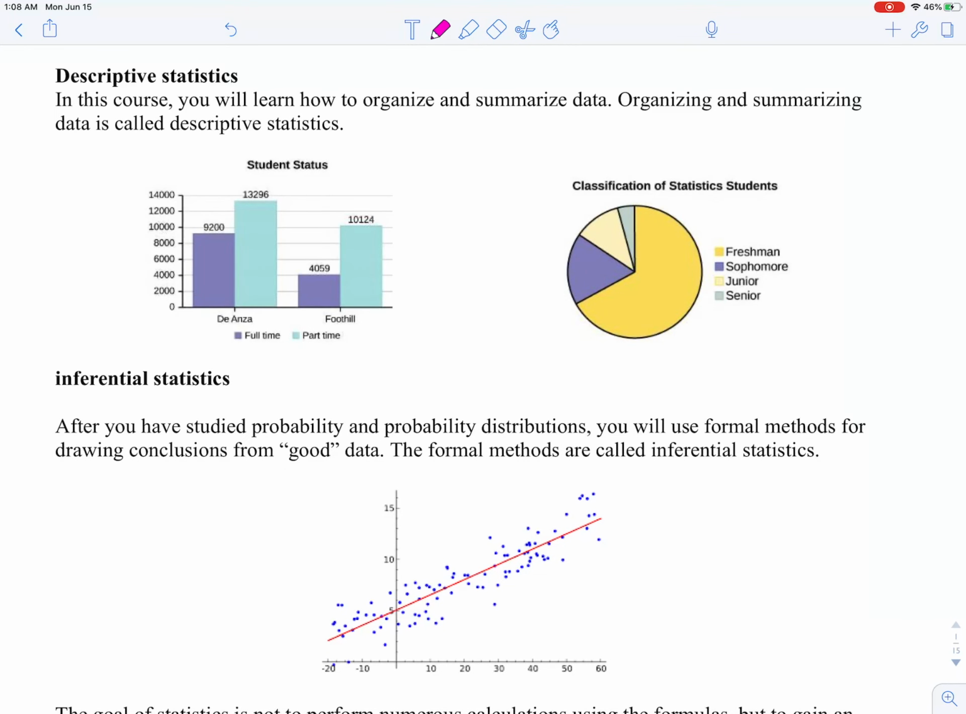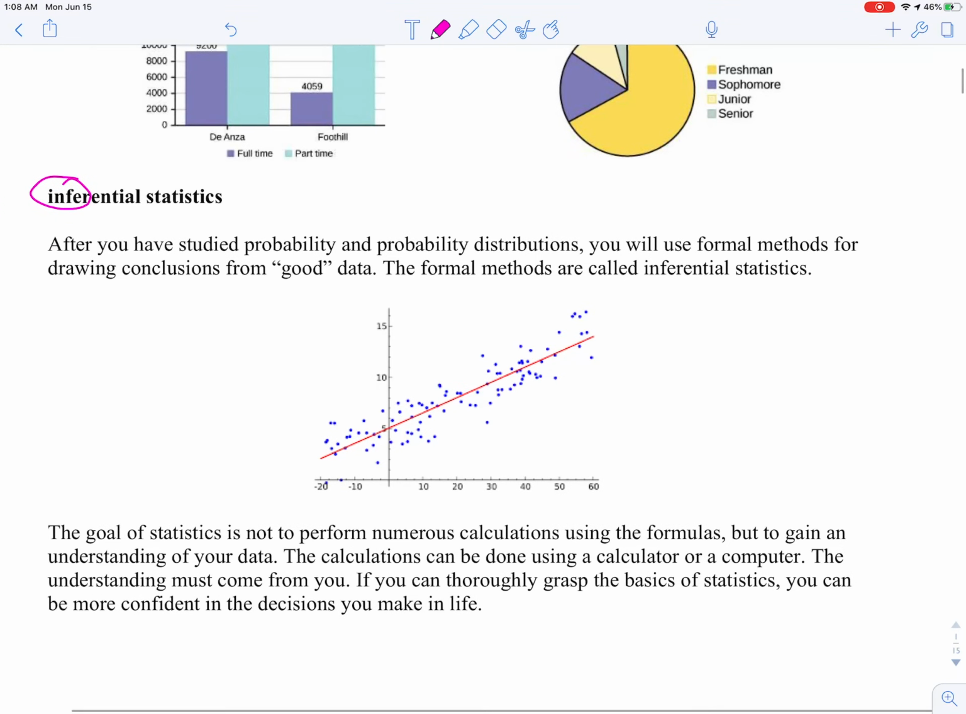All right, the next term we have is inferential statistics. So again, let the words help you define them. Inferential statistics, to infer something, means to make an educated guess. And that's what you're doing with inferential statistics. After you've studied probability and probability distributions, we will use the formal methods for drawing conclusions from good data. The formal methods are called inferential statistics. So we're going to take some data, make an inference, and make a decision.